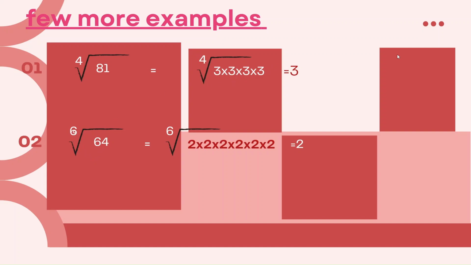Even here, 6th root of 64. Even this, the number should be 6 times inside the root. Inside this root, the number should be 6 times, only then we can take out. Here, how many times? 2 2s are 4, 2 4s are 8, 2 8s are 16, 2 16s are 32, 2 32s are 64. Equal to 2. Only 2 we can take out, as this is the 6th root.